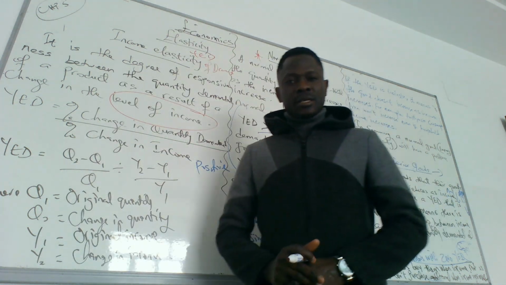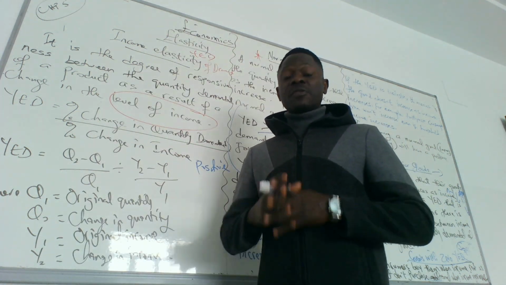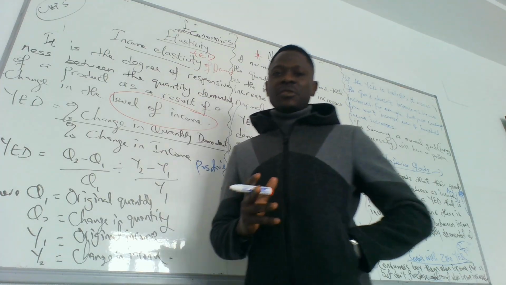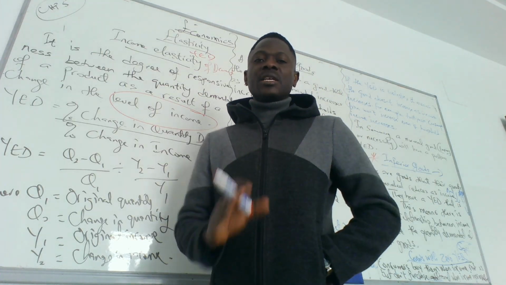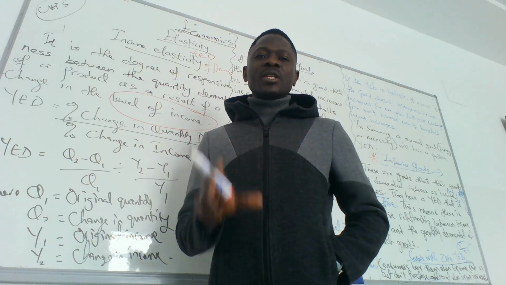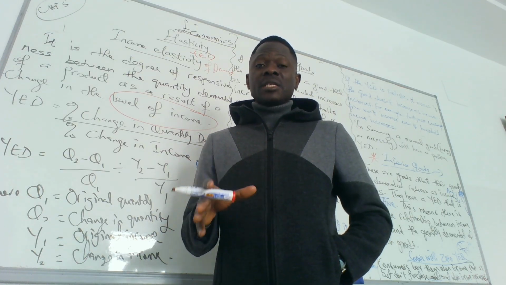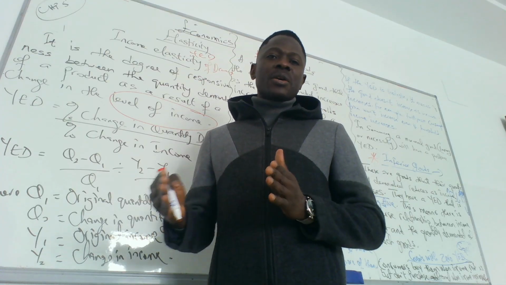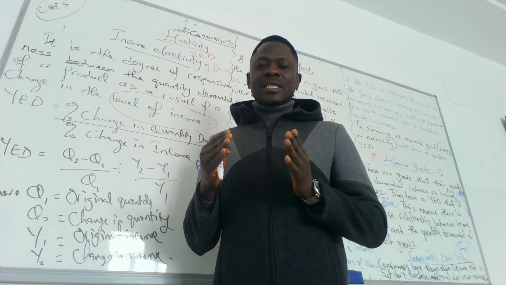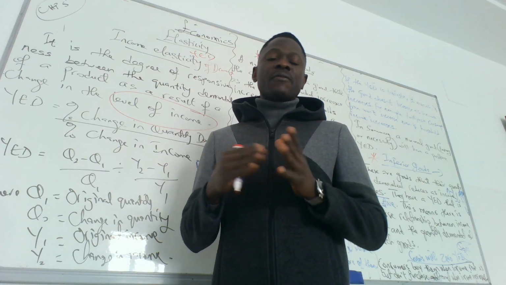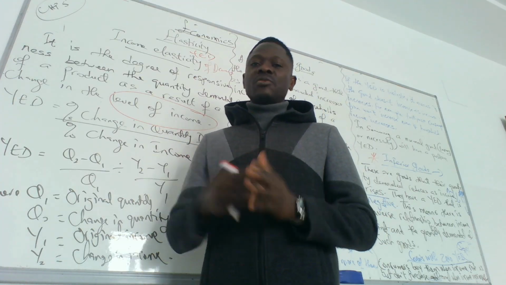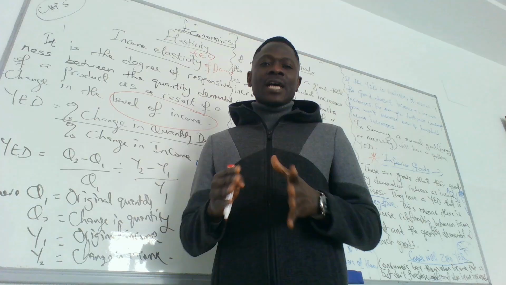Continue with elasticity. Today we're going to look at income elasticity of demand. What is income elasticity of demand? Income elasticity of demand is the degree of responsiveness between the quantity demanded of a product as a result of a change in income. It simply means as soon as our level of income increases or reduces, there's a tendency that the quantity demanded of the product we buy increases or decreases. So that is income elasticity of demand.